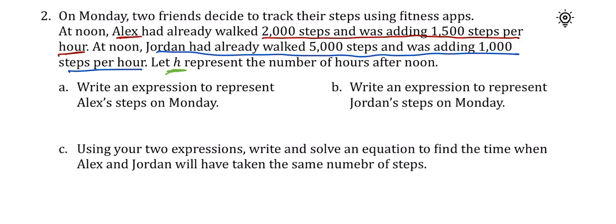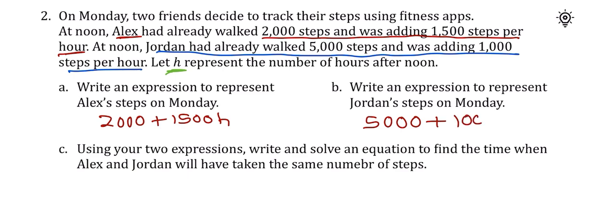Okay, so an expression to represent Alex's steps on Monday would be the 2,000 that he started with by the time noon had even arrived, plus the 1,500 that he was adding every single hour that passed after noon. Now Jordan, on the other hand, started with 5,000, but Jordan kind of slowed down a little bit, and he was only adding 1,000 steps per hour.